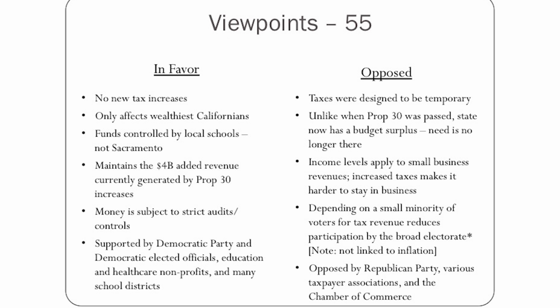Right now it's generating about an extra $4 billion a year, and of course with income tax that's variable. In economically good years that could be more, in recession years that could be less, but over the last year it's been about $4 billion. And the original Prop 30 had some pretty strict audit controls, and those are maintained in this extension.